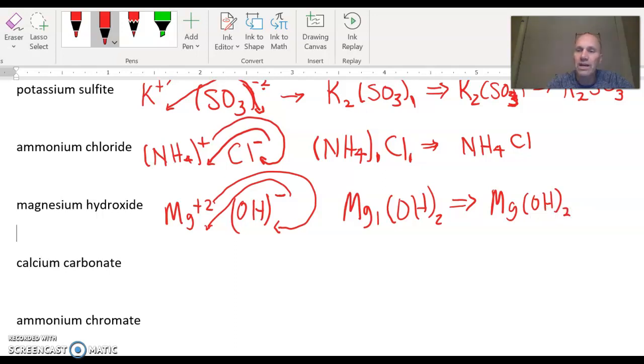Notice what would happen if you left them out: MgOH2. In this formula right here, you would assume that there's only 1 oxygen in that formula. But the way you read it here, you would see that there's 2 in there. So make sure that you don't drop the parentheses here.